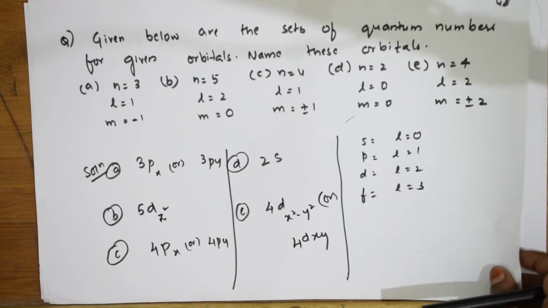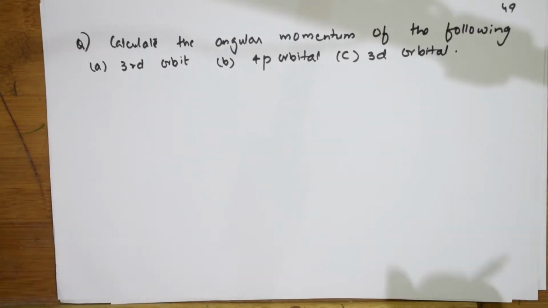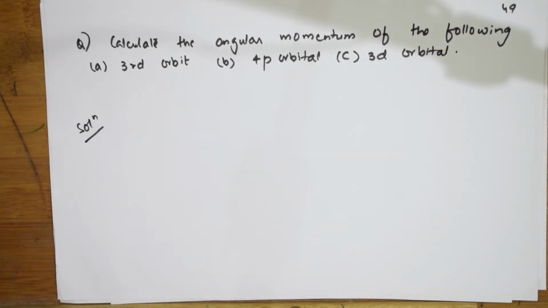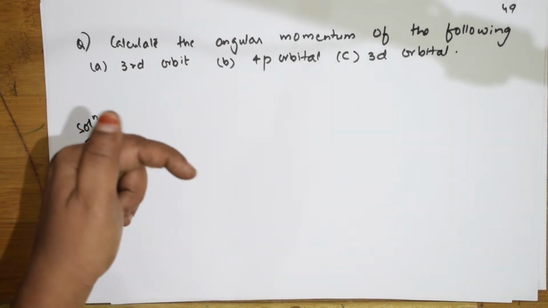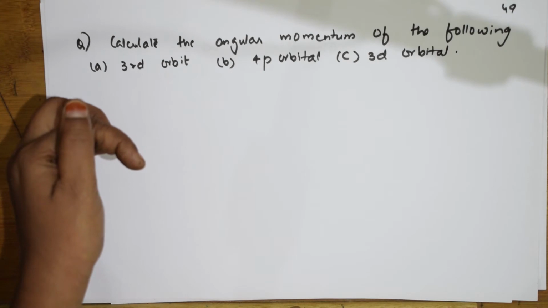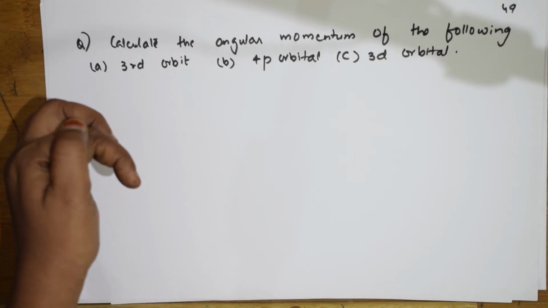Right, let us come back into one more numerical. Calculate the angular momentum of the following. Okay, they've given me angular momentum to calculate. So third orbit. For calculating angular momentum, we have already studied, isn't it? It is an integral multiple of nh by 2 pi. That is what we have studied, isn't it?